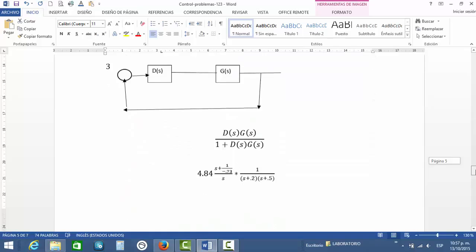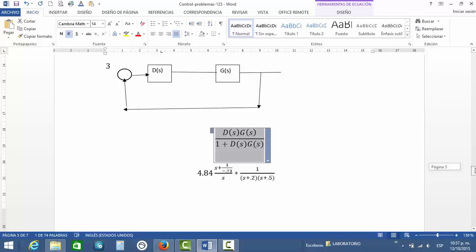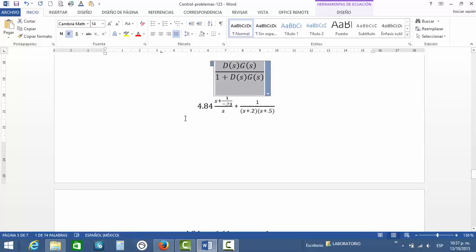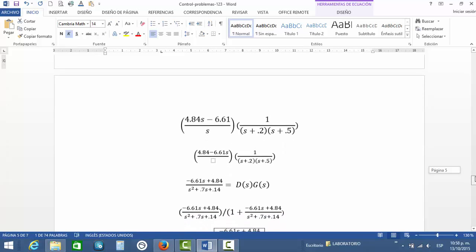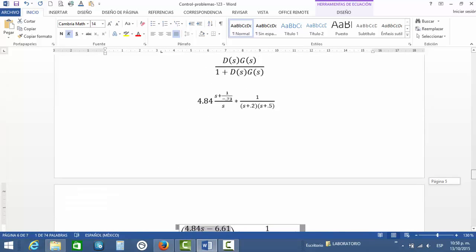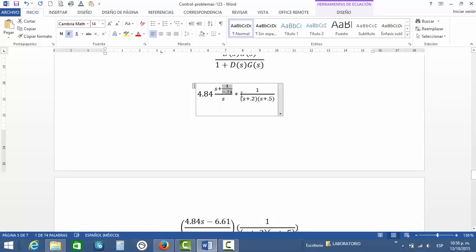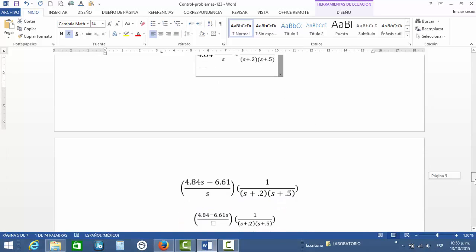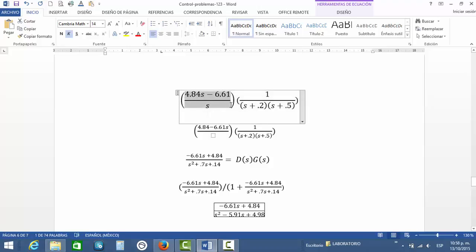And with problem 3, we do the same. We obtain the block diagram and the same formula. Then we substitute Kp and Ti. The Kp is 4.84, and the Ti is 1 between minus 0.73. Then we multiply the 4.84 by s plus 1 between minus 0.73, and we obtain this formula, that is Ds.